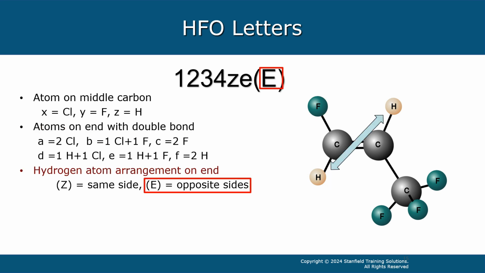And finally, some HFOs have an uppercase letter in parentheses on the end. Not all HFOs have this. This letter indicates the hydrogen atom arrangement on the end. An uppercase Z if both hydrogens are on the same side of the double bond, and an uppercase E if the 2 hydrogens are on opposite sides of the double bond. In this case, the 2 hydrogens are on opposite sides of the double bond, so the uppercase letter is E.